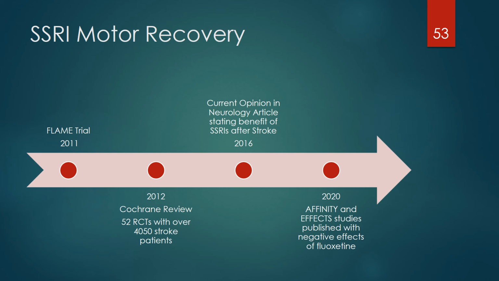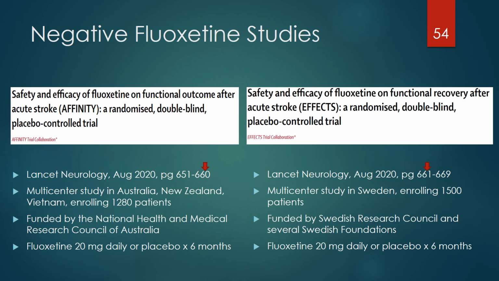2012, this Cochrane review came out showing 52 randomized trials showing benefit. An article in 2016 in Current Opinion in Neurology stated benefits of SSRIs after strokes, and things were going well. And then we had these two trials in 2020 that came out that kind of had some negative effects. So we're going to look at these new negative effect trials. They are the AFFINITY and the EFFECTS trial.